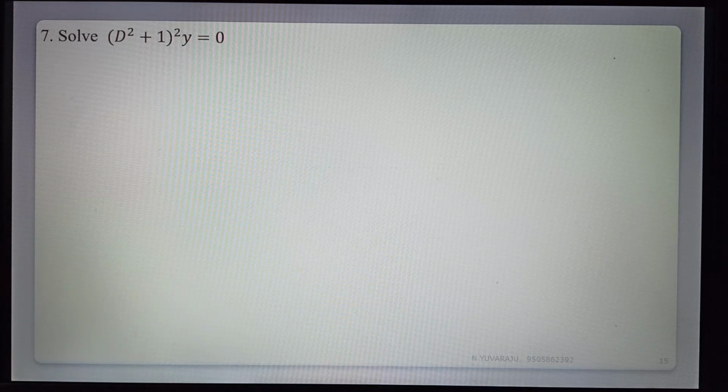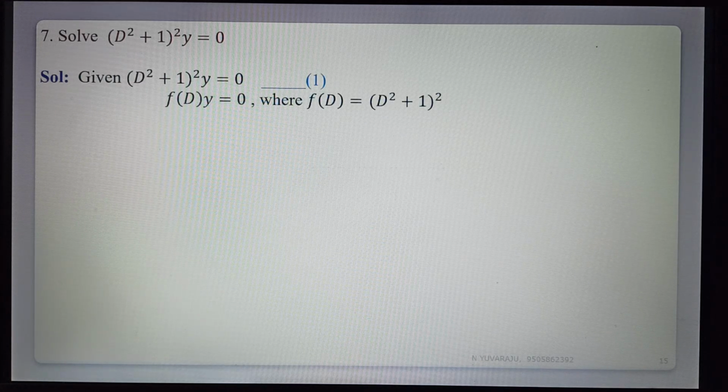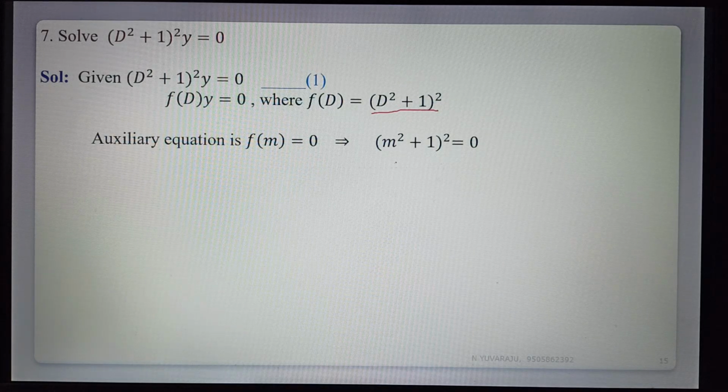Yeah, see the next example here. (D square plus 1) whole square into y is equal to 0. So given equation, that is f of D into y is equal to 0, where f of D is equal to (D square plus 1) whole square. So that is equal to (m square plus 1) whole square is equal to 0.